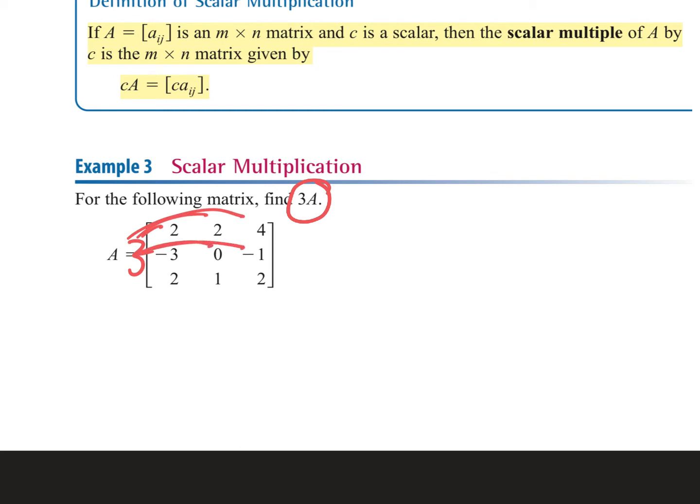So my new matrix, 3A, is going to be what? What would my first row be? 6, 6, 12. What's my second row? -9, 0, -3. And the third row? 6, 3, 6. Perfect.